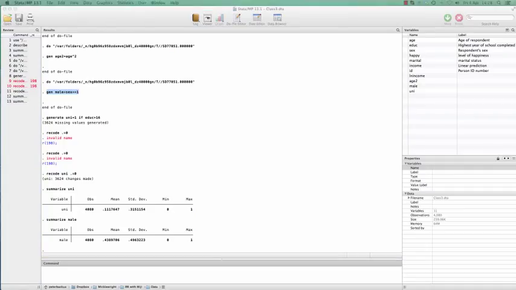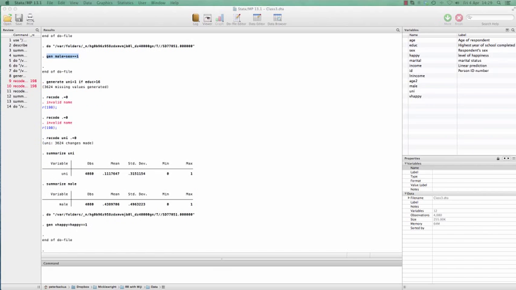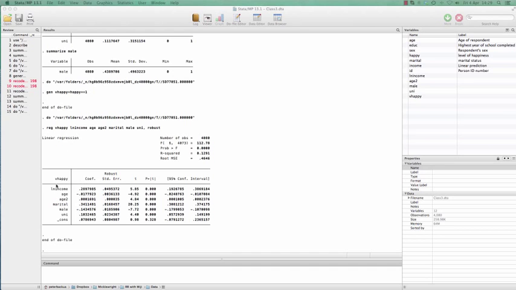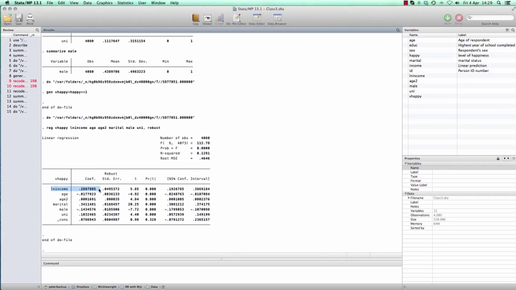And we need to generate our happiness one, which we'll do using a shortcut as well. Okay, now we're ready to run our regression. So there's our initial regression. We have log income, we have age squared, the marital status, male, and university. What you're going to need to be able to do, for say the exam and in life in general, when you're looking at research or you're interested in doing research yourself, is being able to interpret these coefficients.